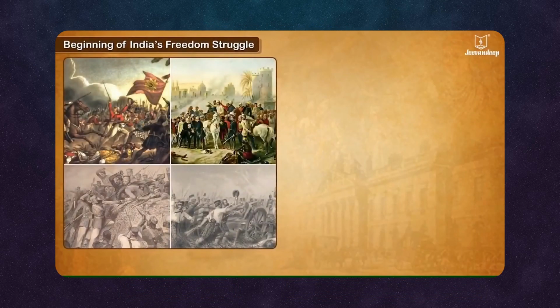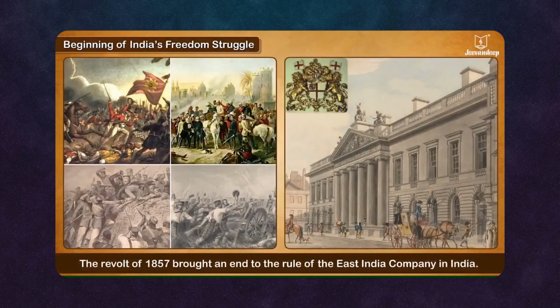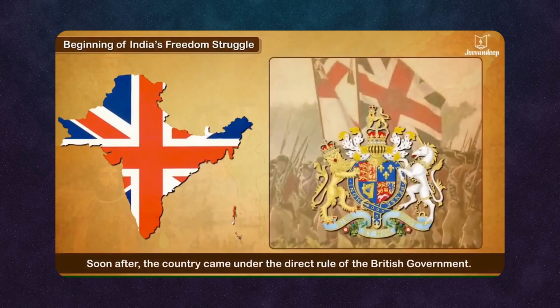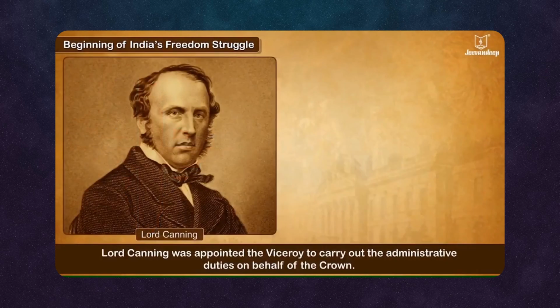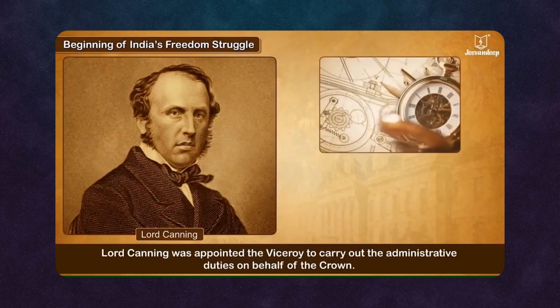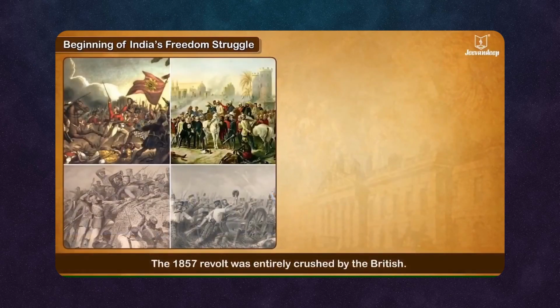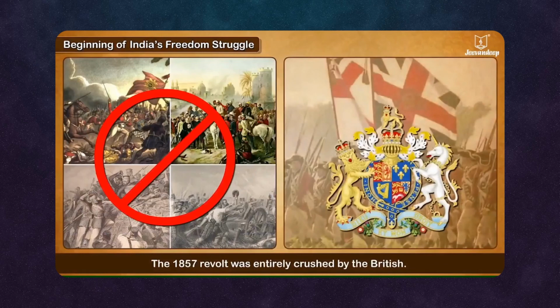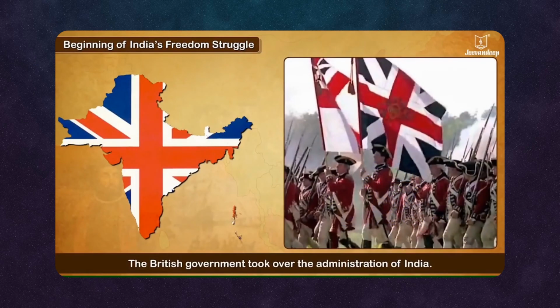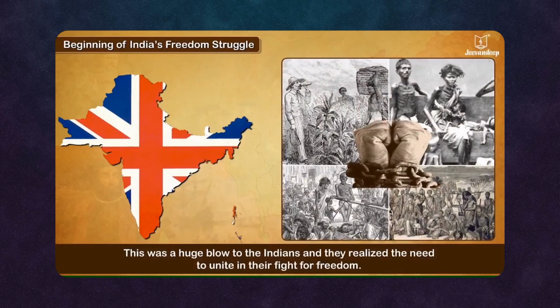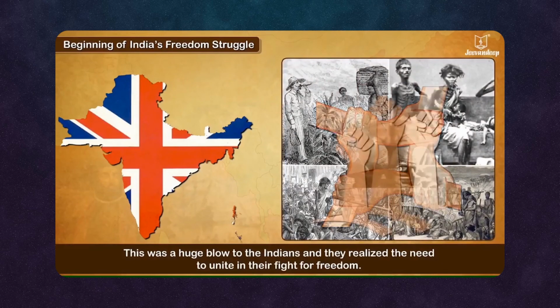Beginning of India's freedom struggle. The revolt of 1857 brought an end to the rule of the East India Company in India. Soon after, the country came under the direct rule of the British government. Lord Canning was appointed the Viceroy to carry out the administrative duties on behalf of the Crown. The 1857 revolt was entirely crushed by the British. The British government took over the administration of India. This was a huge blow to the Indians, and they realized the need to unite in their fight for freedom.